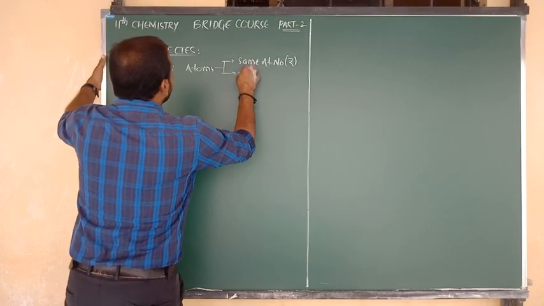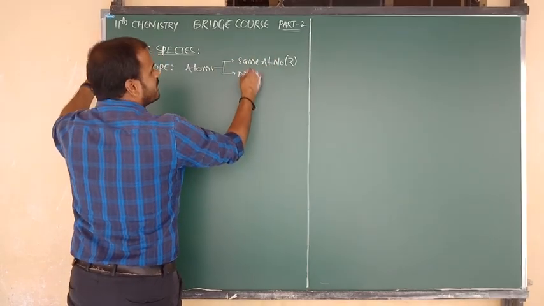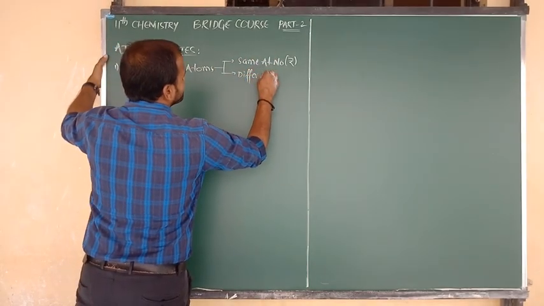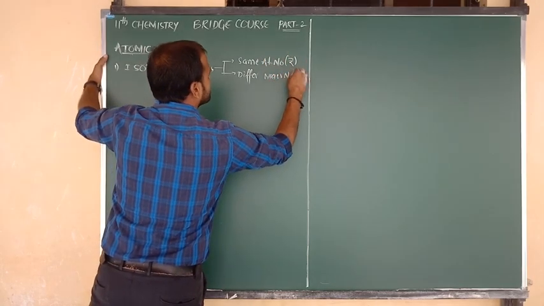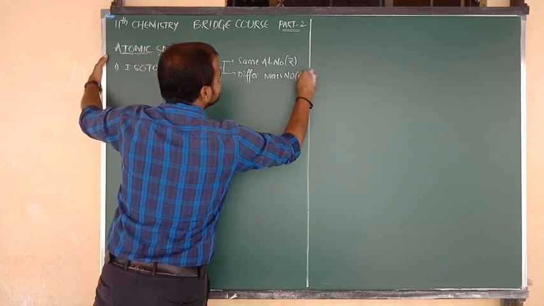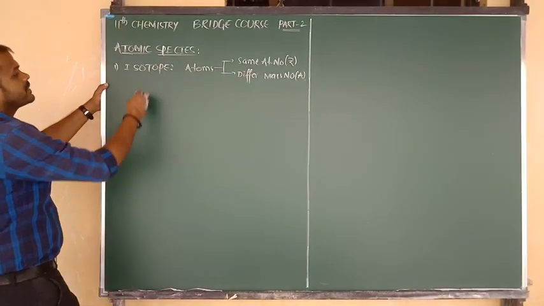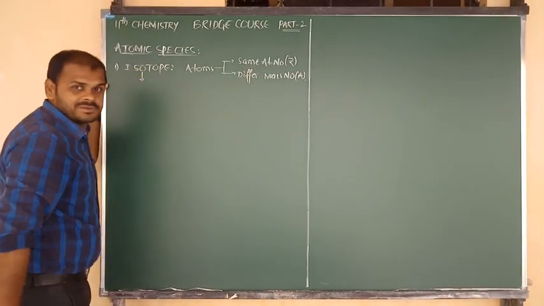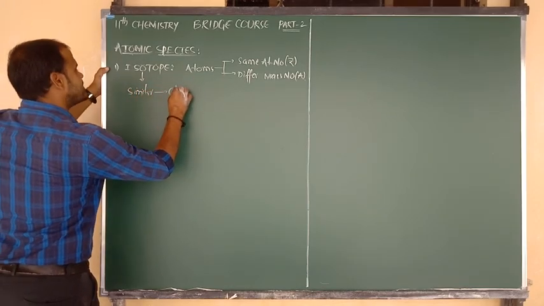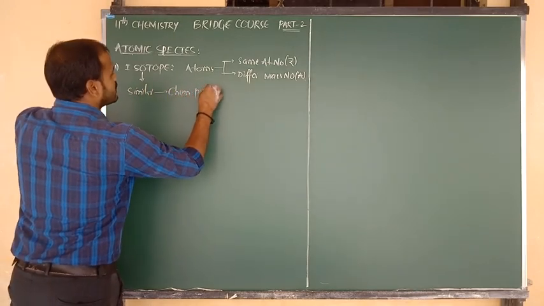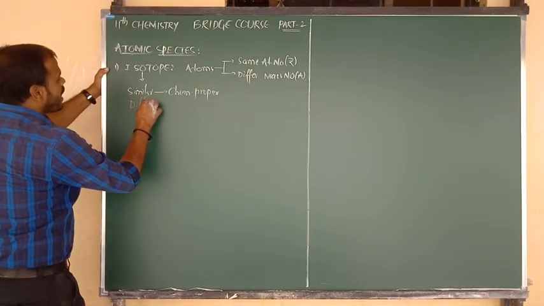So isotopes are atoms having the same atomic number but different mass numbers. The symbol of mass number is A. And one more thing to remember: isotopes exhibit similar chemical properties. Their chemical properties are similar, and their physical properties are quite different.